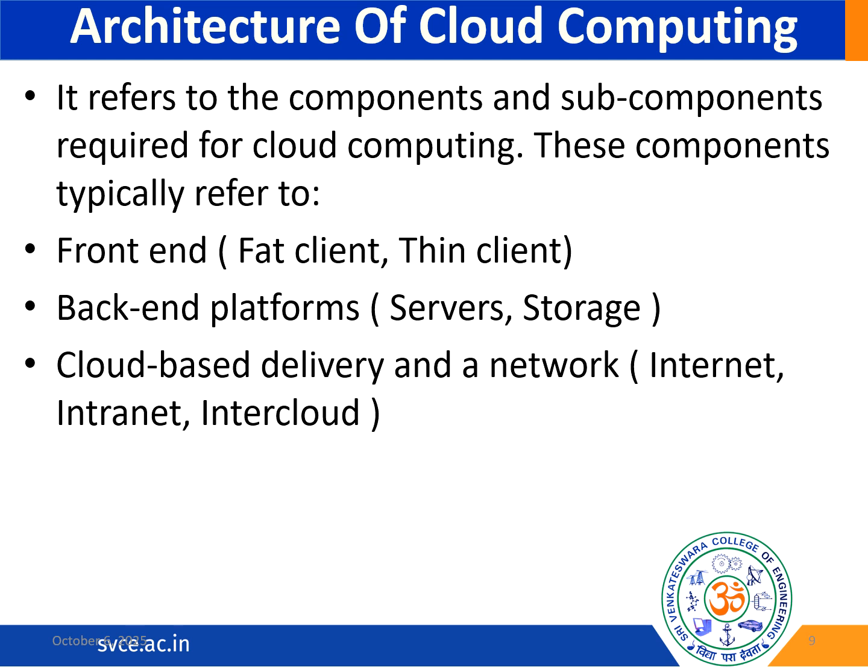So moving on to the architecture of cloud computing, it refers to some components and subcomponents for cloud computing. Basically we have three types of components here. First we have the front-end component, which we call fat client and thin client. Next we have backend platforms, which we call servers or storage. And next we have cloud-based delivery and network, where we have the internet, intranet, and intercloud.